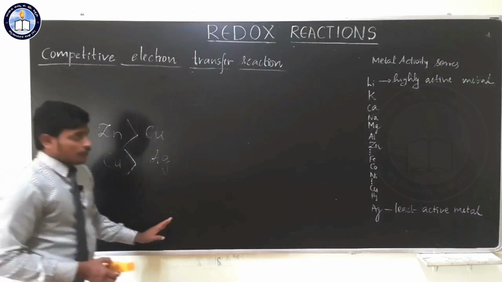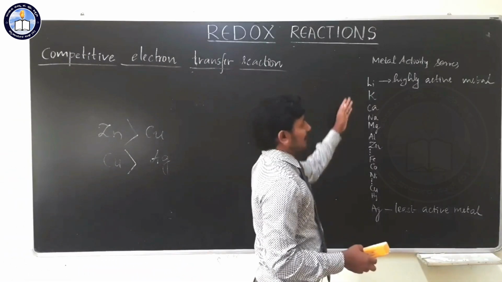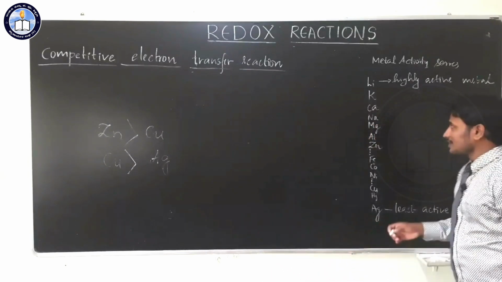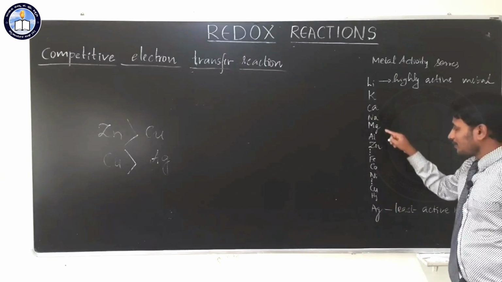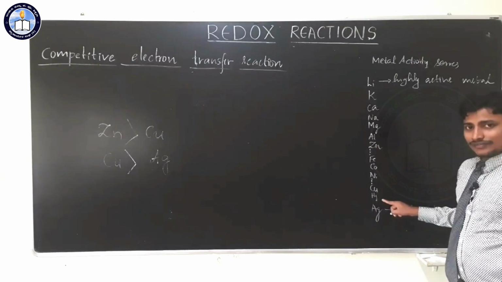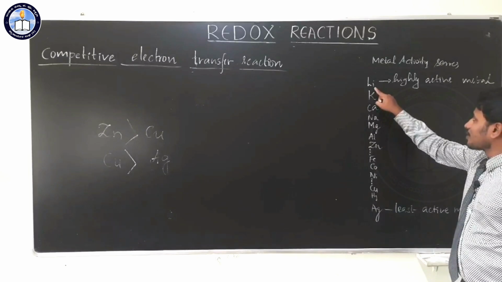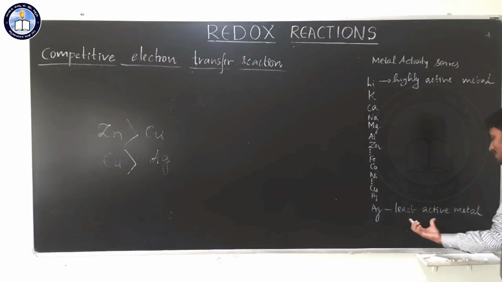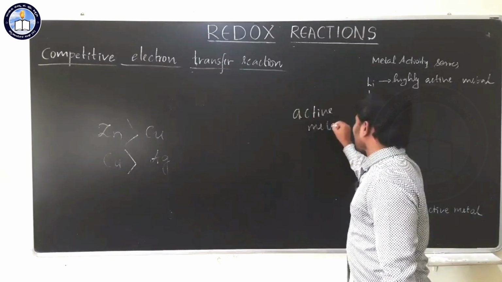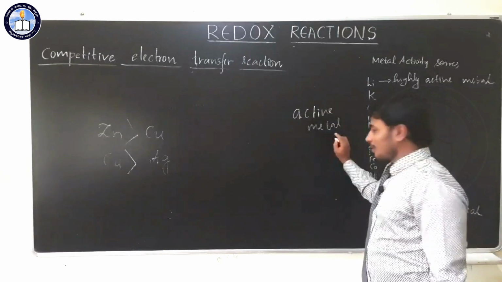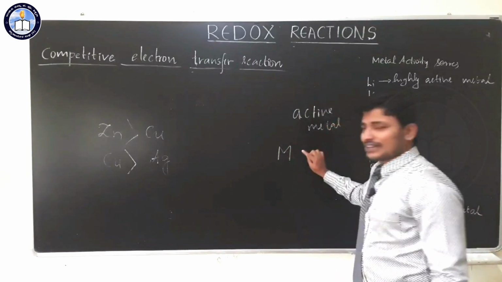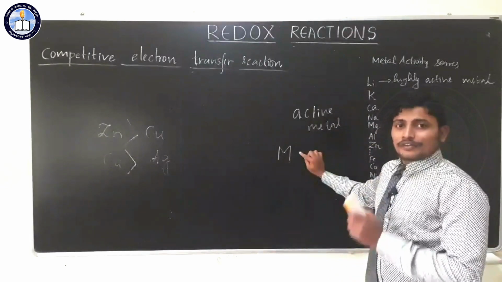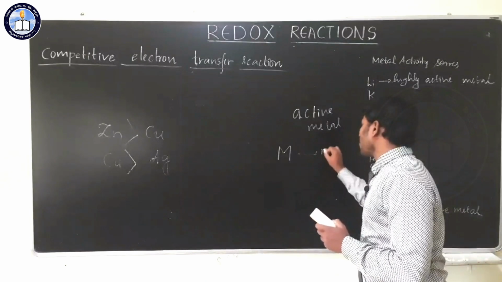For other metals, we have to go to the metal activity series. What is the metal activity series? It is nothing but metals placed in the decreasing order of their reactivity. That means lithium is a highly active metal, and silver is the least active metal. Why do we say active metals? Because metals have a tendency to lose electrons. Any metal which loses electrons very fast is known to be more active.